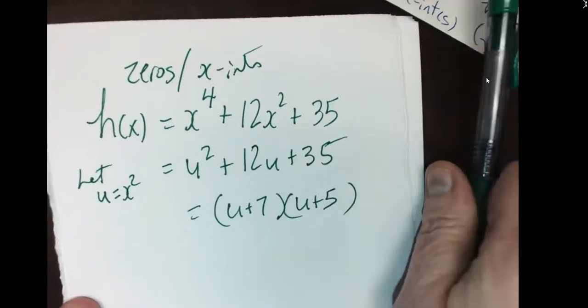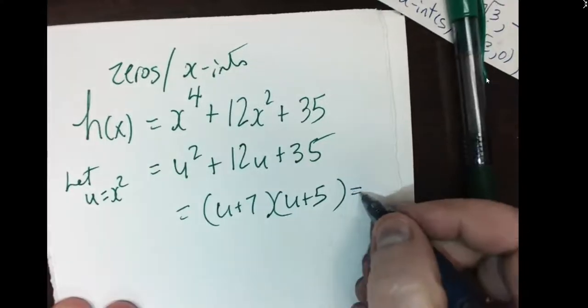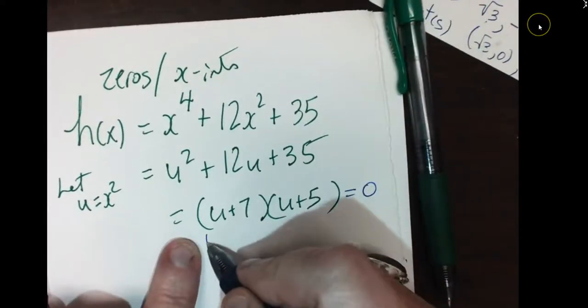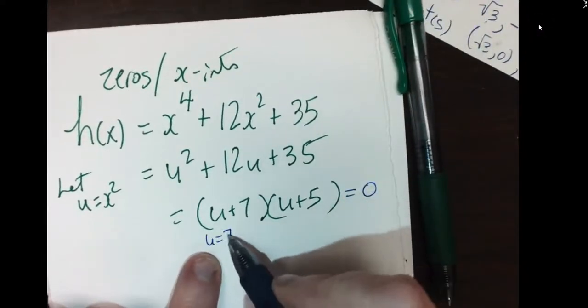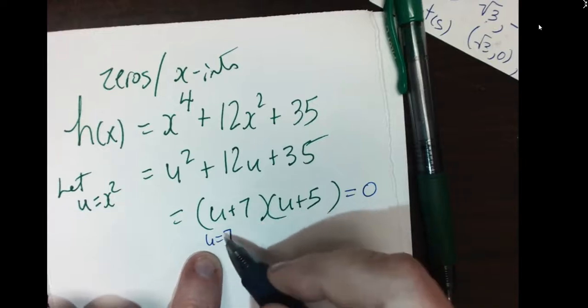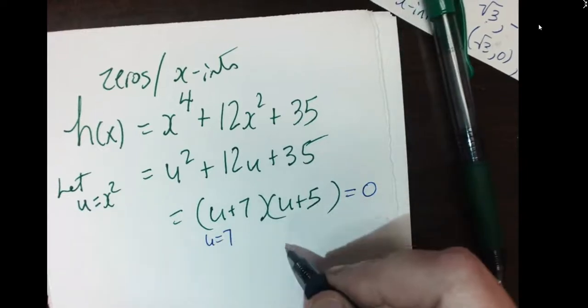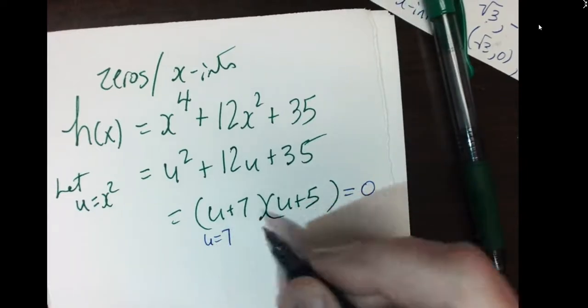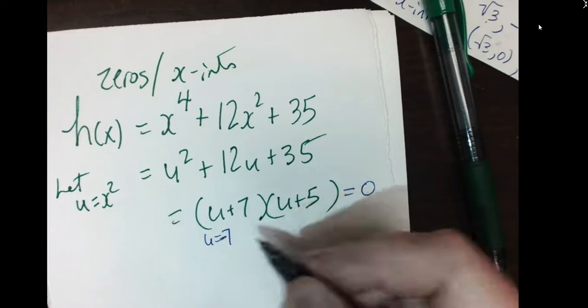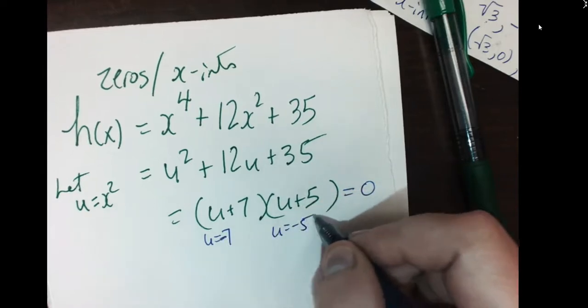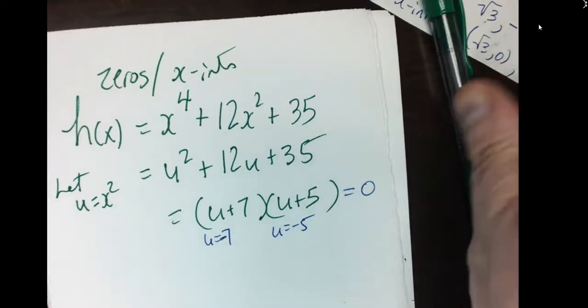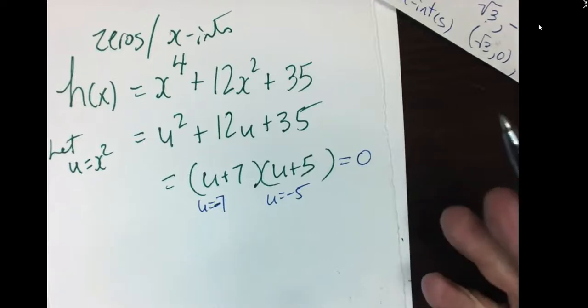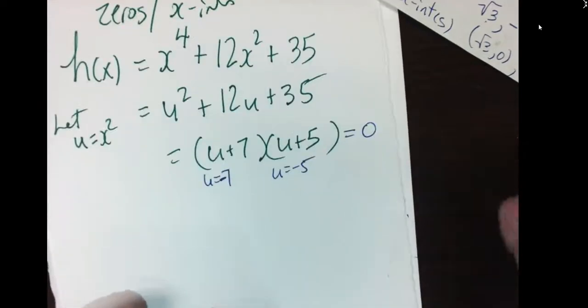Now to find the zeros, I'm going to put this equal to 0 and solve. So u equals negative 7 is a zero, and u equals negative 5 is a zero. But if I'm going to find the zeros for h, I have to find the zeros for x.